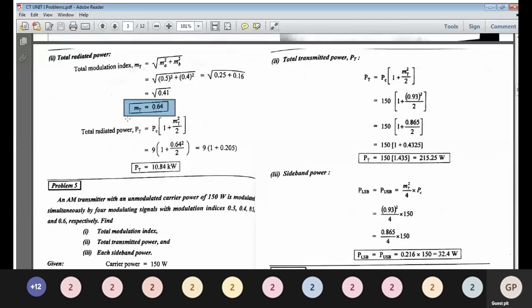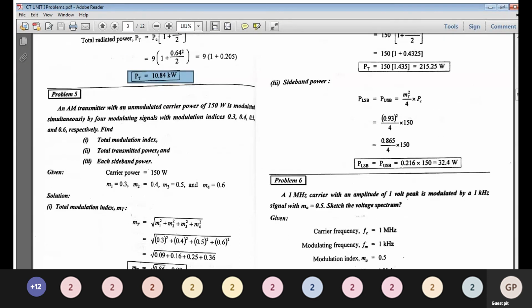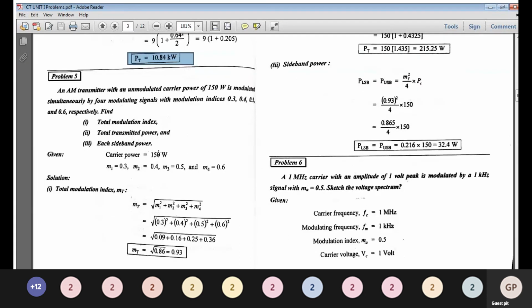Now what is the total radiated power, or total transmitted power, or total required power? What are the terms used? No problem. The carrier power before modulation is given as 9 kilowatts. The total modulation index for these two waveforms is equal to 0.64. Substitute in this formula. Now the total power is equal to 10.84 kilowatts. That means to transmit both the signals simultaneously, the total required power is equal to 10.84 kilowatts.